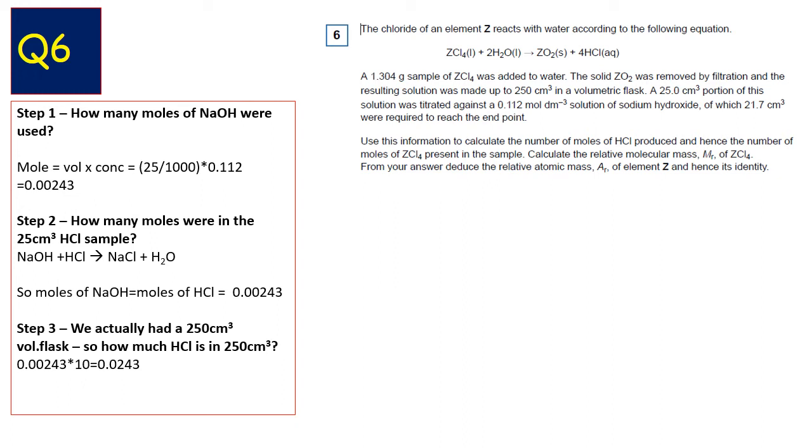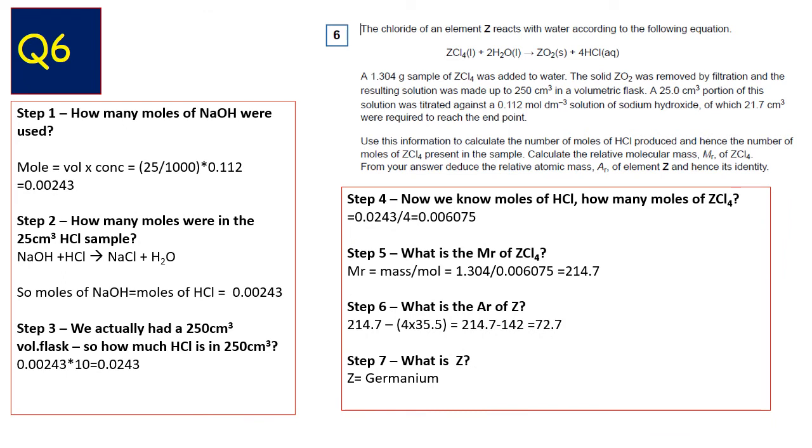We can use the moles of HCl to work out how many moles of ZCl4 there were. As they reacted, we have a ratio of 1-to-4 in this equation, looking at the one we've been originally given, we just need to divide the moles of HCl by 4. So now we know the moles of ZCl4, we can now work out the Mr. That's going to be mass divided by moles, and we get the number 214.7.